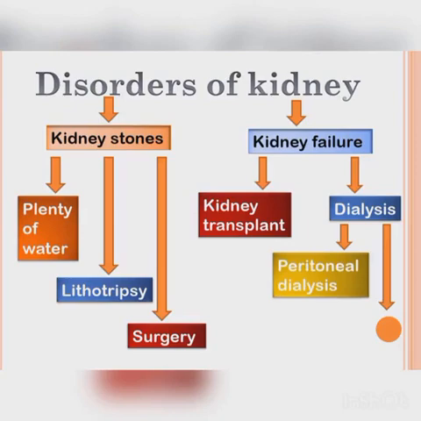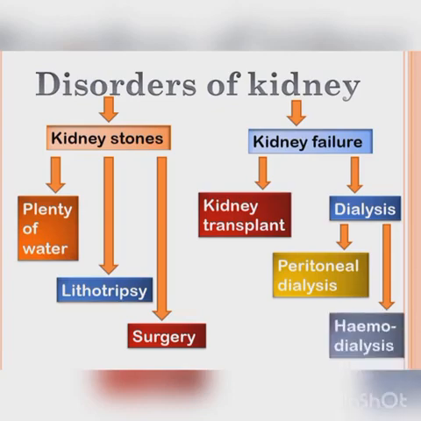Peritoneal dialysis, in which the dialysis fluid is entering into the body of the patient and then the process of dialysis is done. Second one is hemodialysis, in which the blood of the patient is removed from the body and then it moves to the dialyzer. Then again it goes back to the patient body. In this way, the purification of blood can be possible and all the nitrogenous waste can be removed from the body.